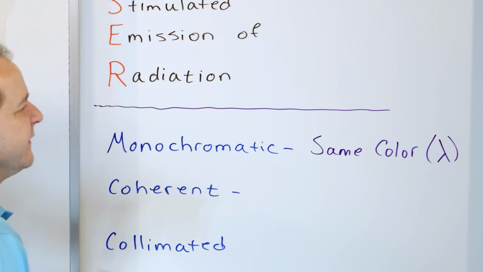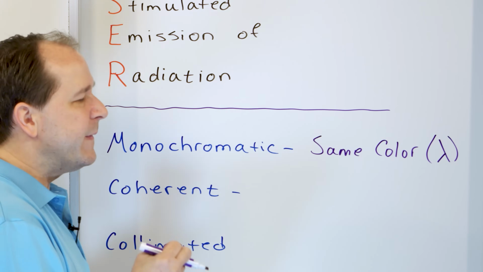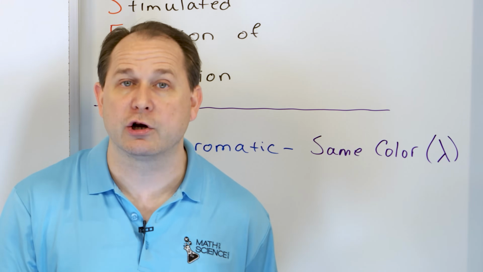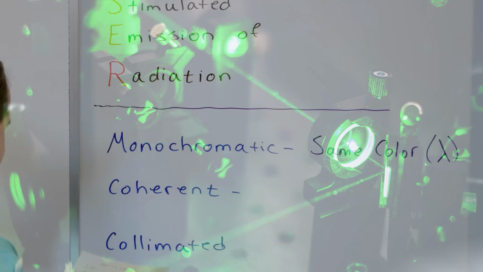This is the symbol lambda, which means the same wavelength. So when things have the same wavelength, they're the same color of light. Notice the light is usually red, but it can also be green and even blue now. But it's always a pure color, monochromatic.